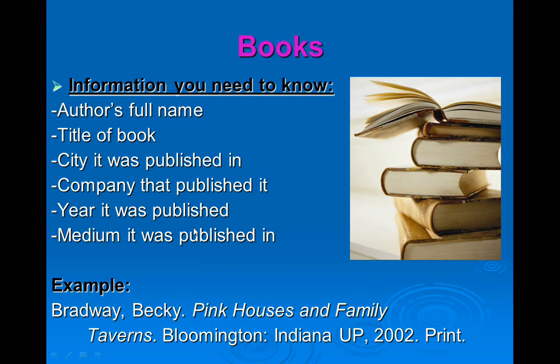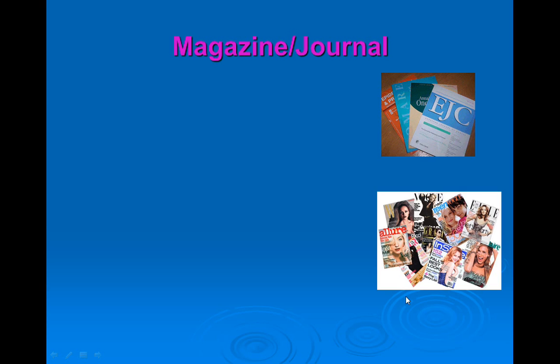And where do you find this information? It's pretty easy. You just open your book, and on one of the first couple of pages, there will be a copyright page that has all of this information on it. That's where you get this information, and then you can put it together the way it's supposed to go together.